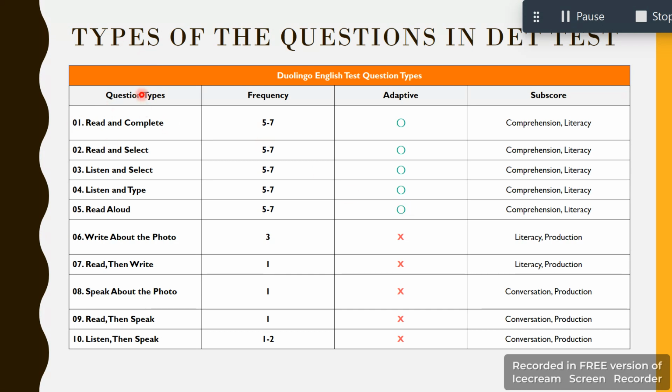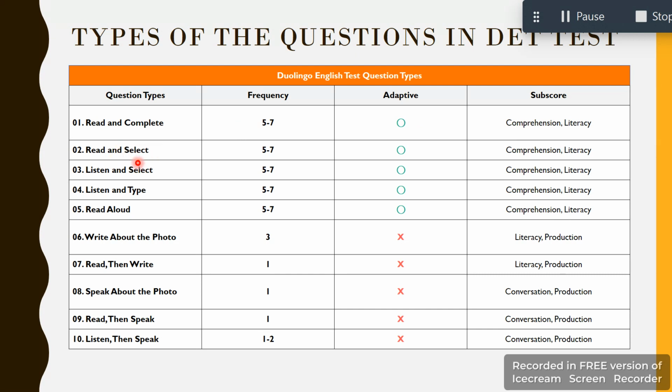This table is clearly giving you the information about the types of the questions and how many times they're repeated, like the frequency, if they're adaptive or not, and what ability they exactly test. The first type of question is read and complete, which will be repeated 5 to 7 times, and it's adaptive. It will test our comprehension ability.